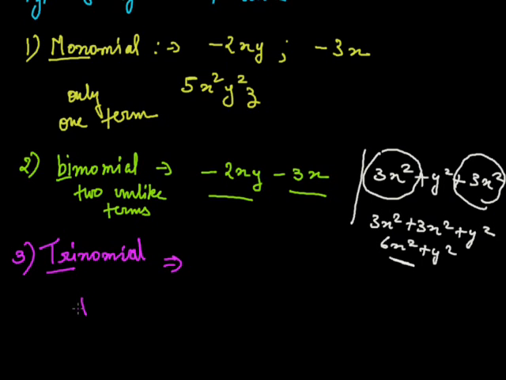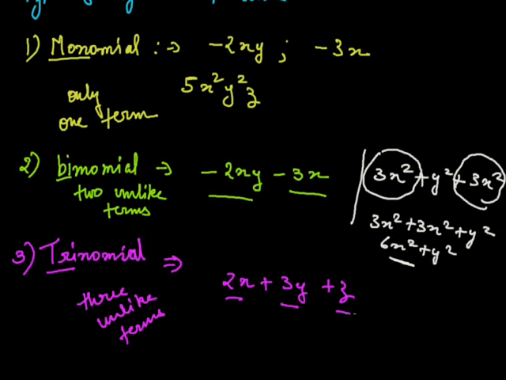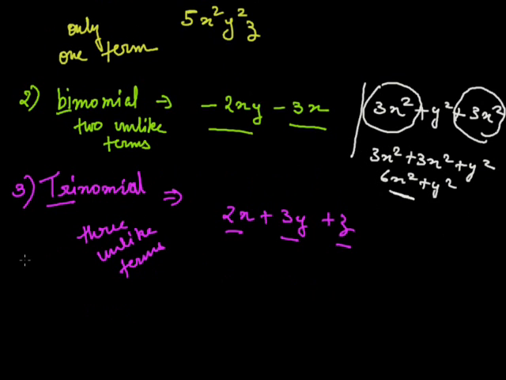An expression containing 3 unlike terms is a trinomial. For example, an algebraic expression 2x plus 3y plus z is a trinomial since it contains 3 terms, that is 2x, 3y and z. 3 different terms, that are 3 unlike terms, therefore it is a trinomial.